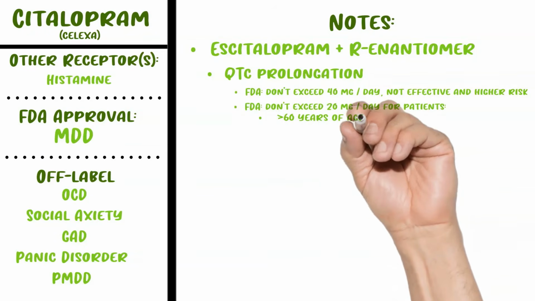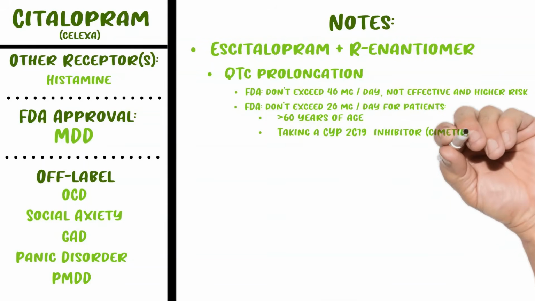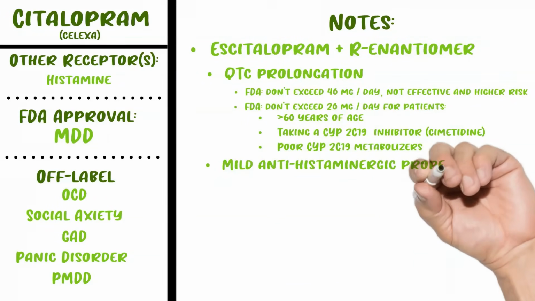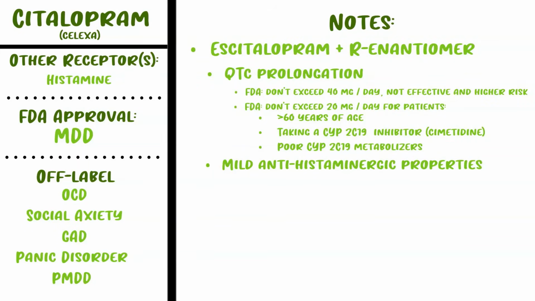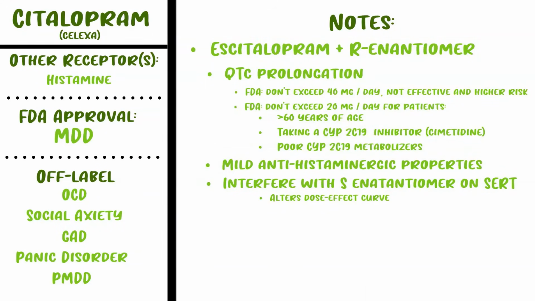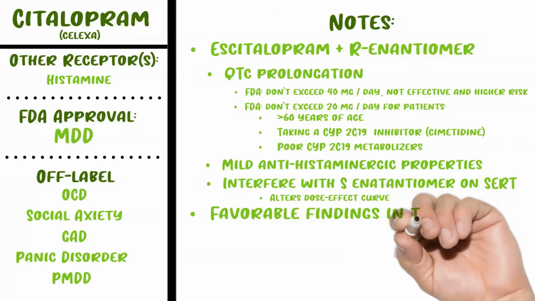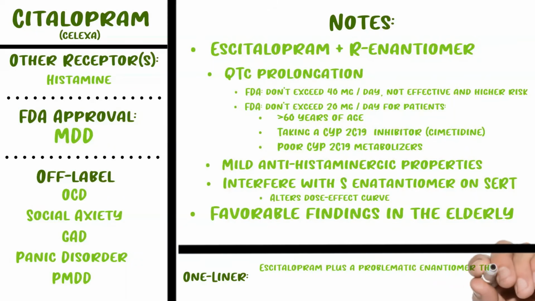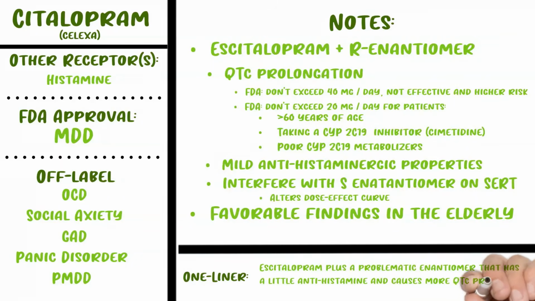So those patients are patients older than 60, patients taking a 2C19 inhibitor, an example of that is cimetidine, and people who are poor CYP2C19 metabolizers. And the other problematic thing that the R enantiomer causes is that it has mild antihistaminergic properties. The R enantiomer also can interfere with the S enantiomer, so that kind of means that it alters the dose effect curve. So as you get higher, because the R enantiomer interacts with the S enantiomer, it kind of has a leveling off of efficacy. The other thing that citalopram is known for, it has some favorable findings in the elderly. So if I had to give a one-liner, Celexa is basically escitalopram plus the problematic enantiomer that's got a little bit of antihistamine and causes more QTc problems.